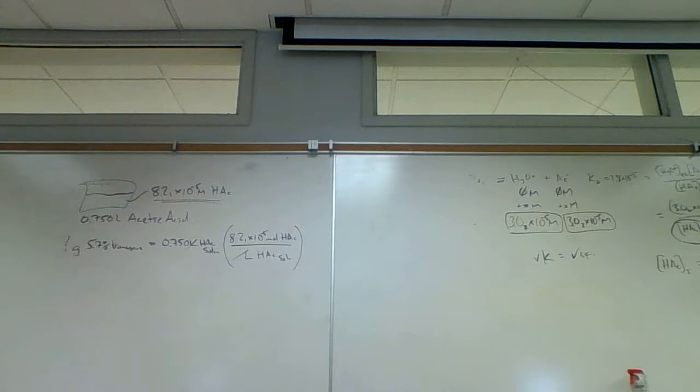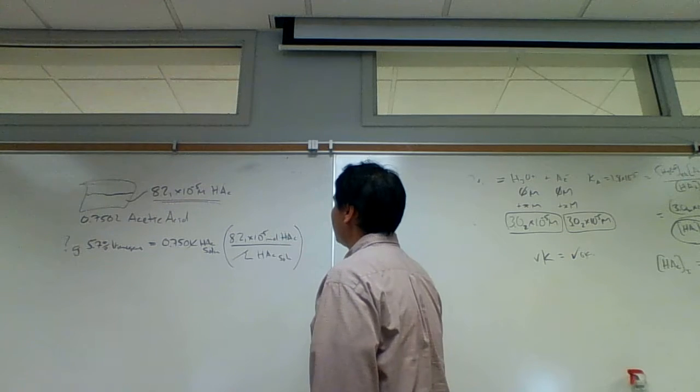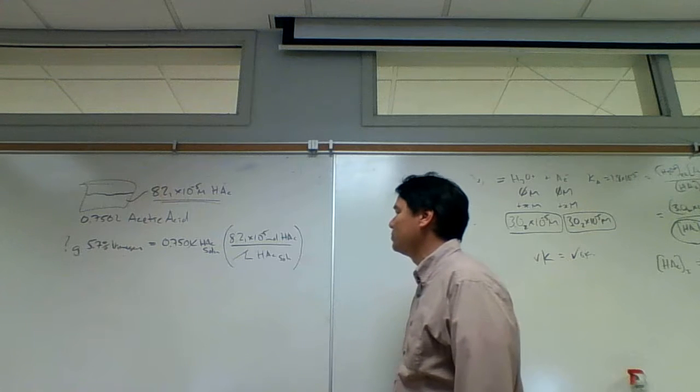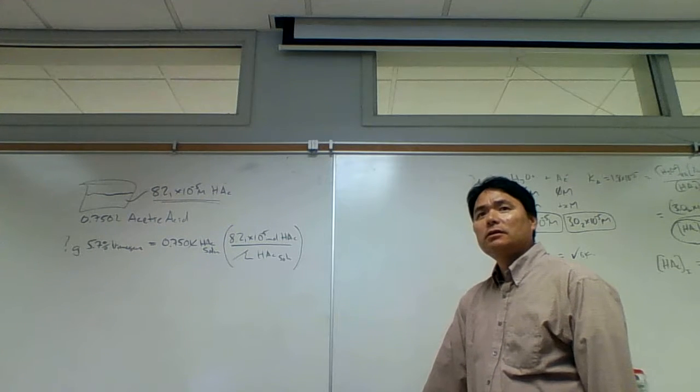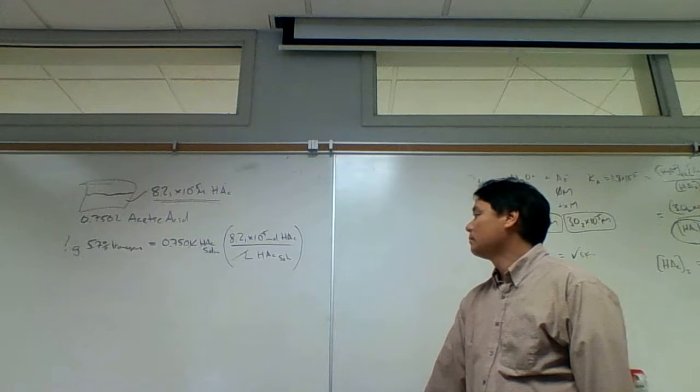Then we have 5.7%. So this is moles of pure acetic acid. And so we need to go from moles of pure acetic acid to what? To grams of pure acetic acid. And so we'll need the molar mass.